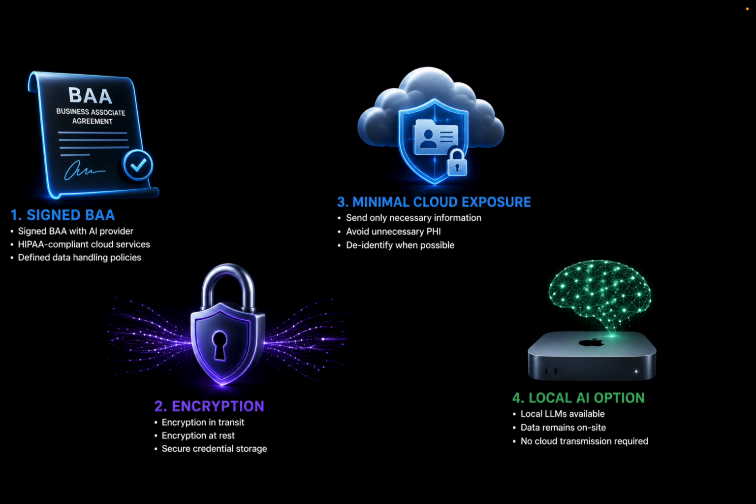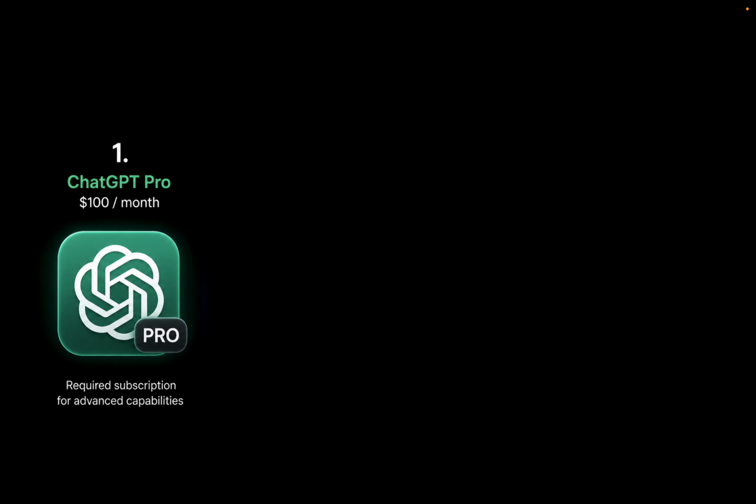The drawback of using a local model is that you're going to need a computer that has an insane amount of RAM. So instead of a $600 Mac Mini, you're looking at something that's $5,000 or $6,000. So what do you need besides OpenClaw to make things go?